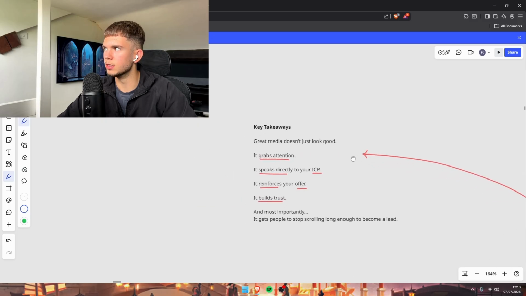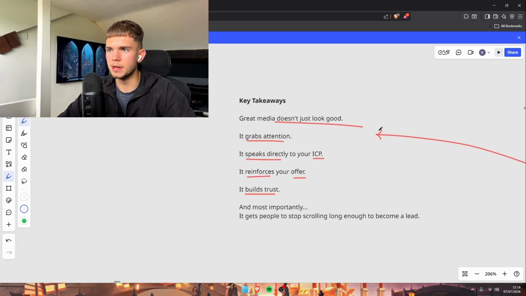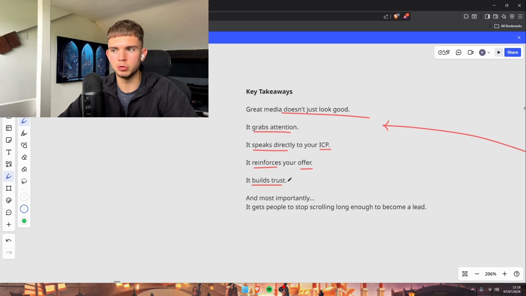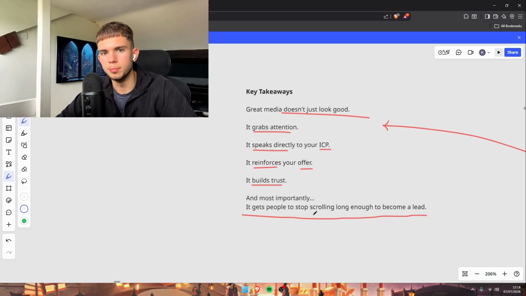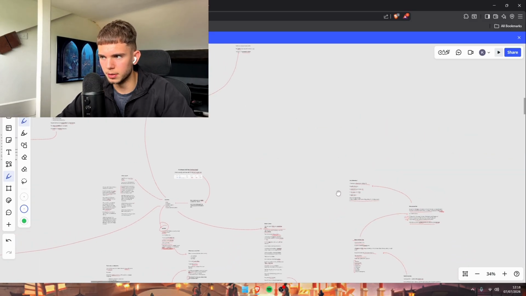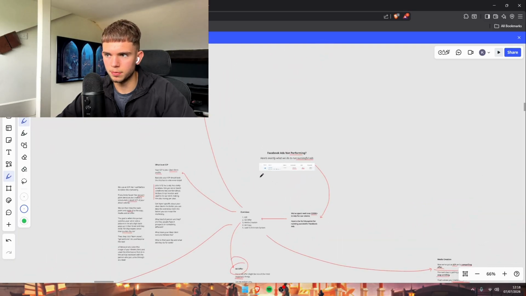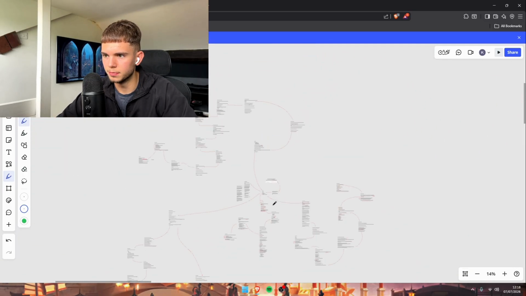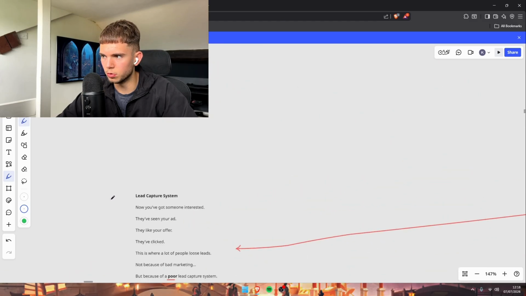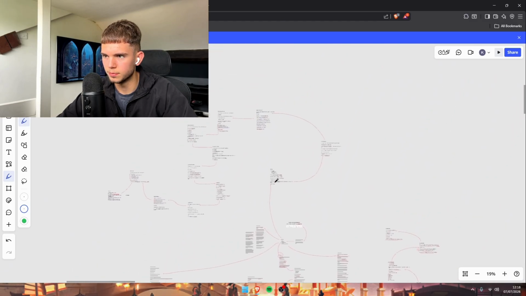So the key takeaway of this is that great media doesn't just look good. It grabs attention, it speaks directly to your ICP, and it reinforces your offer. It builds trust, and most importantly, it gets people to stop scrolling long enough to become a lead, right? And so, our last part, our ad copy. And then we've also got the lead gen capture system.